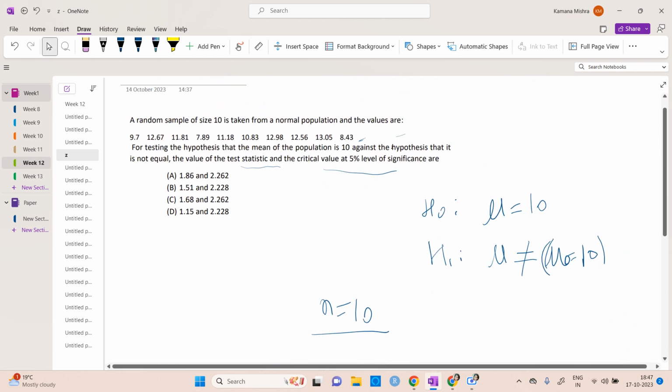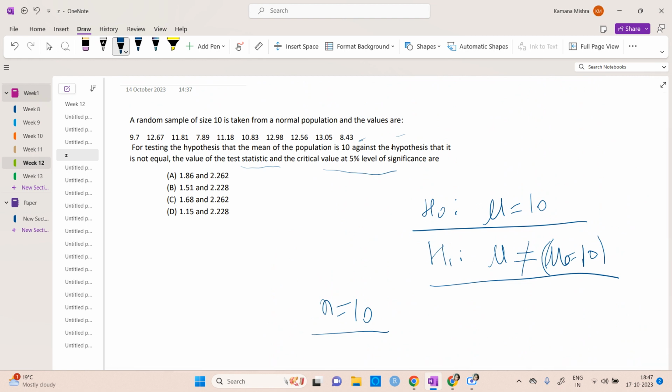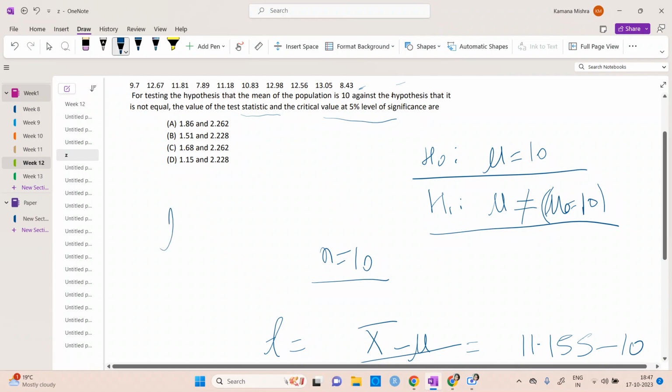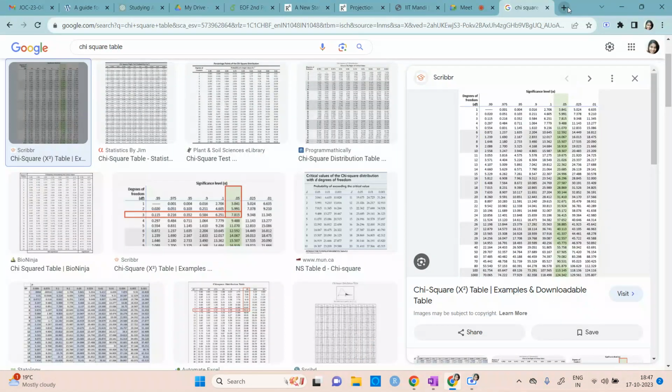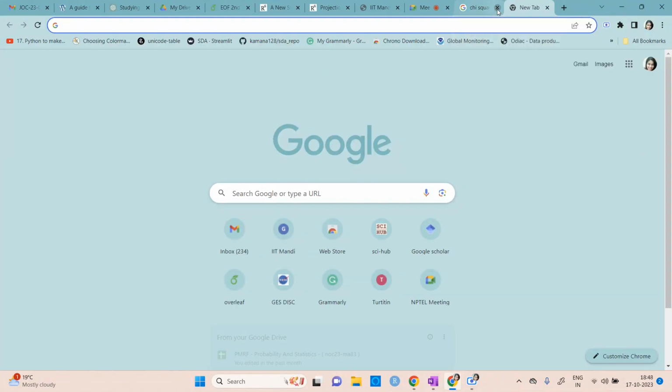Now you can see it is a two-tailed test. In a two-tailed test, we take alpha by 2, not alpha. So the test statistic will be compared at t alpha by 2 and n minus 1. So n minus 1 is 9. Now again we need the t table.